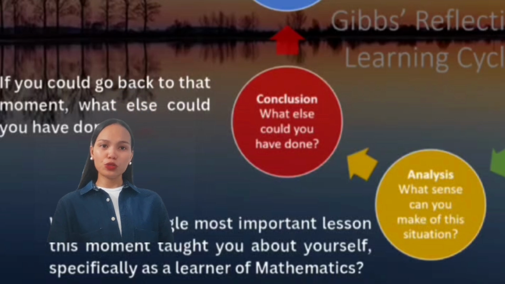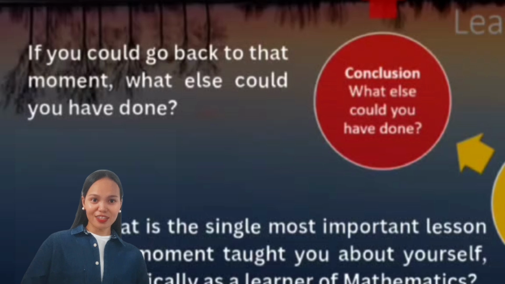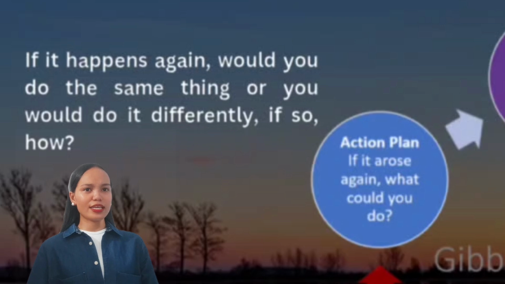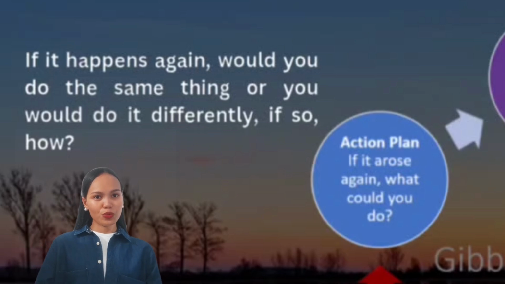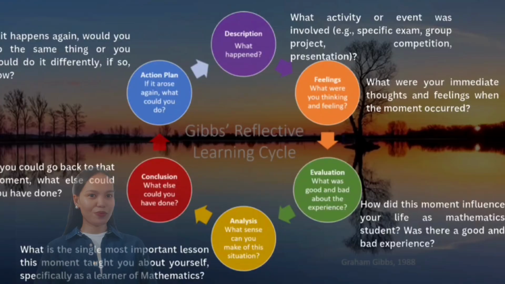Fifth, conclusion. What else could you have done? Or if you could go back to that moment, what else could you have done? Sixth, action plan. If it arose again, what could you do? Or if it happens again, would you do the same thing or would you do it differently? If so, how?